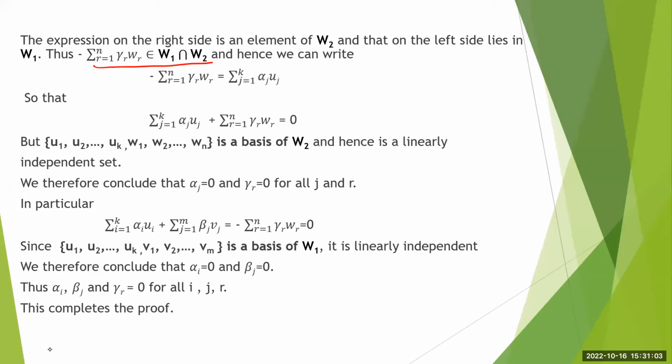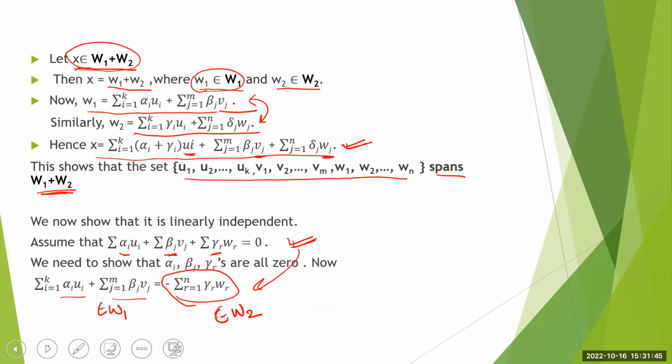If I take this equation, with the negative sign to the right hand side, I will get summation j is equal to 1 up to K alpha j Uj plus summation r is equal to 1 up to N gamma r Wr. Now we can see that U1, U2 up to UK, W1, W2 up to Wn are basis elements of W2. Since all these are in the basis of W2, they are all linearly independent. So we can conclude that all alpha j's are 0 and all gamma r's are 0. So let's put this in the main equation here.